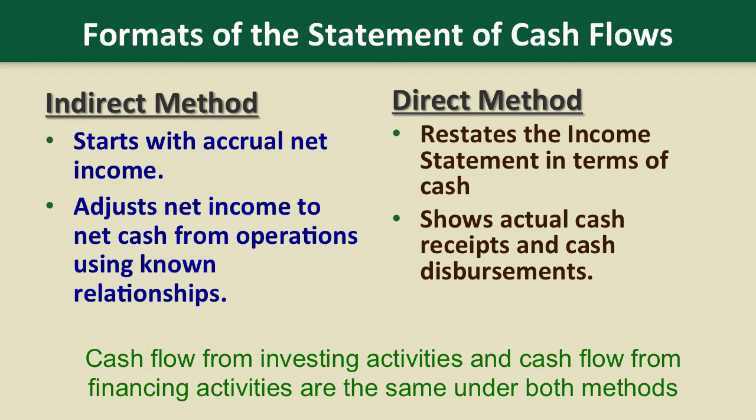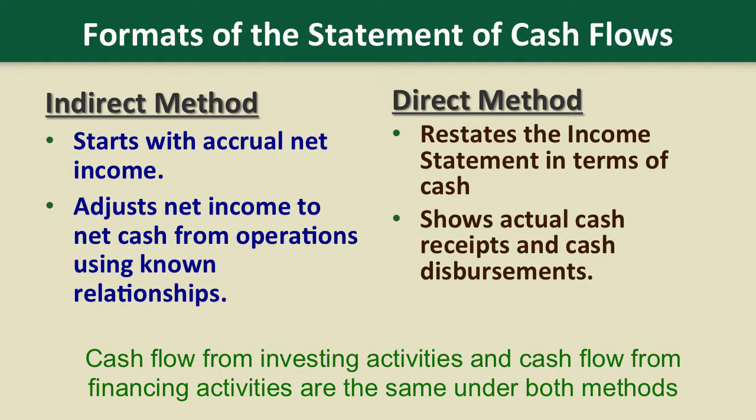In terms of formats of the statement of cash flows, companies can use either the indirect method or the direct method to present it. However, regardless of the method, their investing activities and financing activities sections are the same under both methods, which means that the only difference exists in the operating activities section. So for the operating activities section, companies can use the indirect method or the direct method.